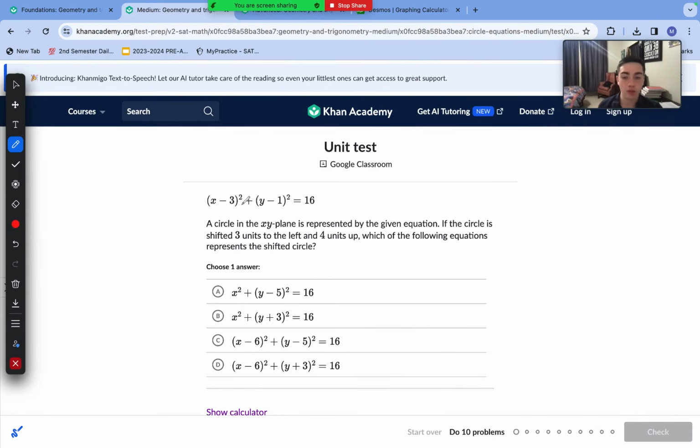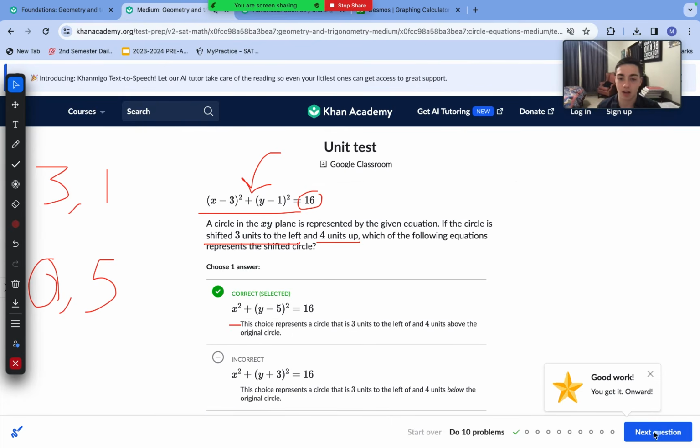On to our medium difficulty level here, we have a circle equation, and we have shifted 3 units to the left and 4 units up. The best way to do this is to first derive the center from our equation here. We know that the center is going to be 3, 1, and now we can shift this center. 3 units to the left is going to turn the 3 into a 0. 4 units up is going to turn the y-coordinate into a 5. Now we can just rewrite the circle equation with the radius staying the same. So now it's just going to be x squared and y minus 5. So that matches answer choice A. Once again, the radius stays the same. That is the correct answer here.